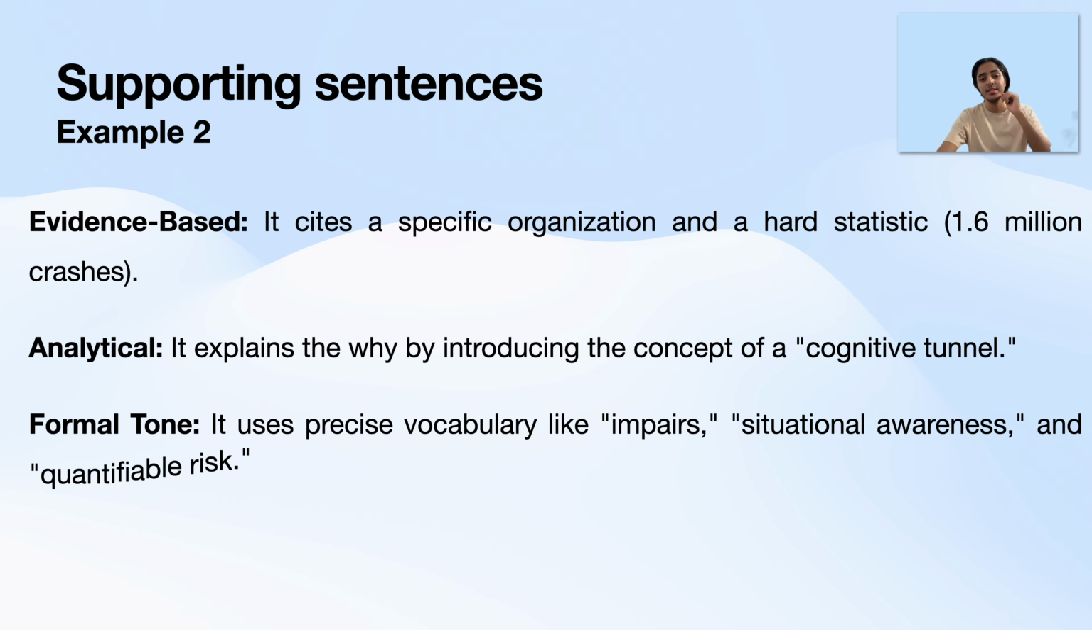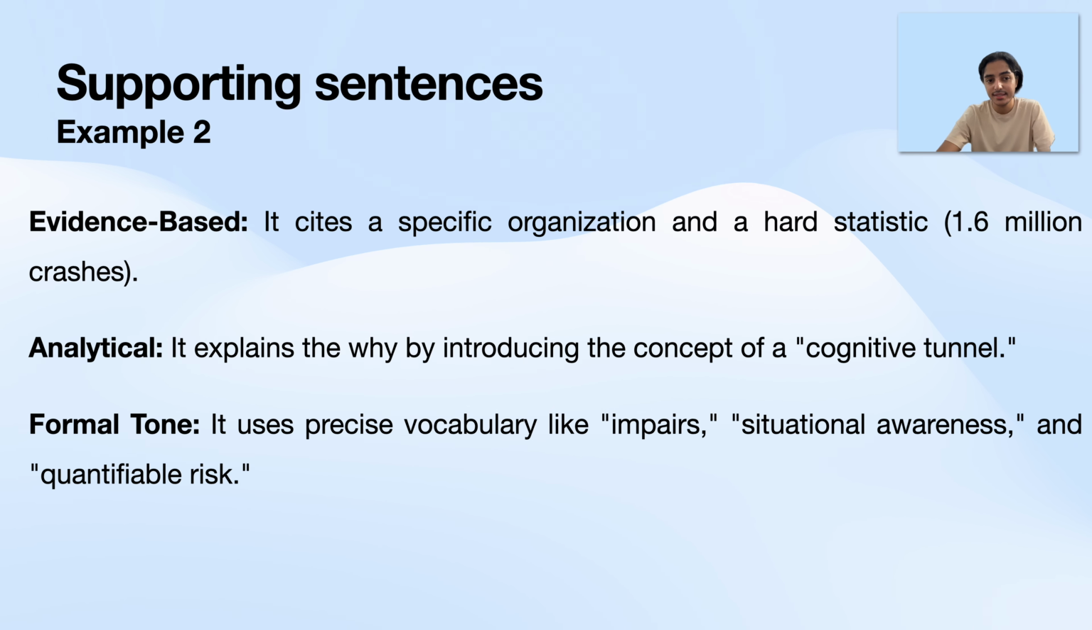It's much better. It is evidence-based, it cites a specific organization and a hard statistic, it explains the why by introducing the concept of cognitive tunnel, and it also has a formal tone. It uses precise vocabulary like impair, situational awareness, and quantifiable risk. And one of the strengths of the English language is its precision. It is so technical in deriving the meaning. If you want to convey the meaning, there's a chance that you can find it, especially in scientific settings.